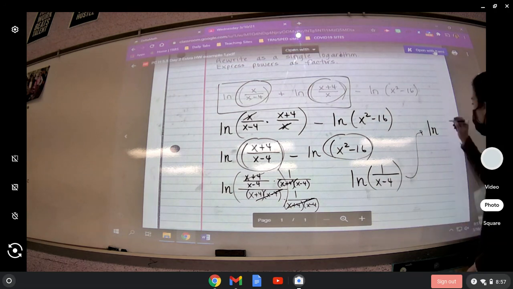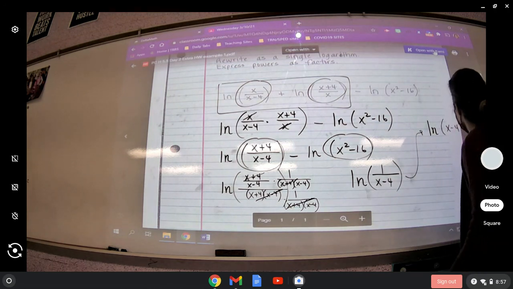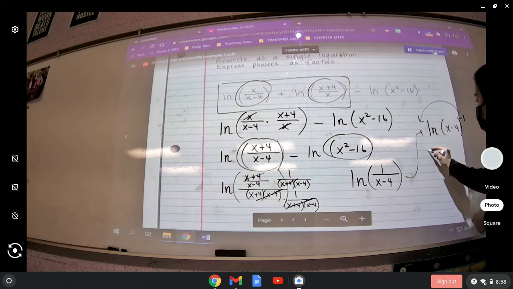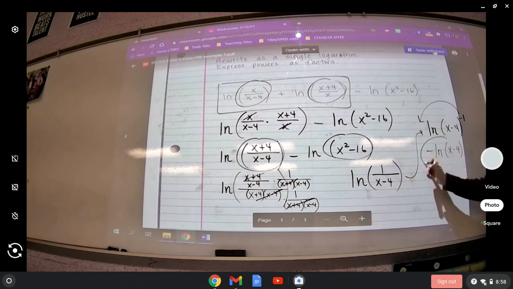I can take x minus 4 and raise it to the power of -1, which would then move it to my numerator. And now I have one exponent on this expression that I can drop down in front as a factor. And it's going to be -1 times the natural log of x minus 4. And there's your simplified one logarithm with the power expressed as a factor.